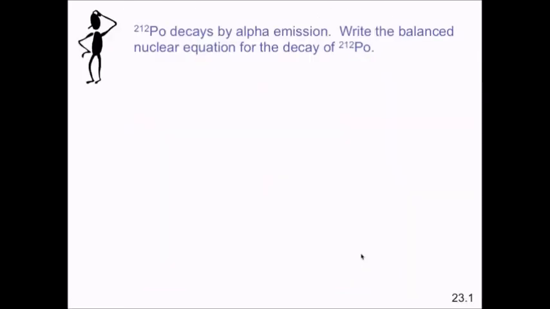So here's one for you to try on your own. Polonium-212 decays by alpha emission. Write a balanced nuclear equation for the decay of polonium-212. So there's the symbol for the alpha particle. And here's your equation. It's not quite finished yet. Can you figure out what the X is? So maybe you want to pause the video at this point in time and give it a try.